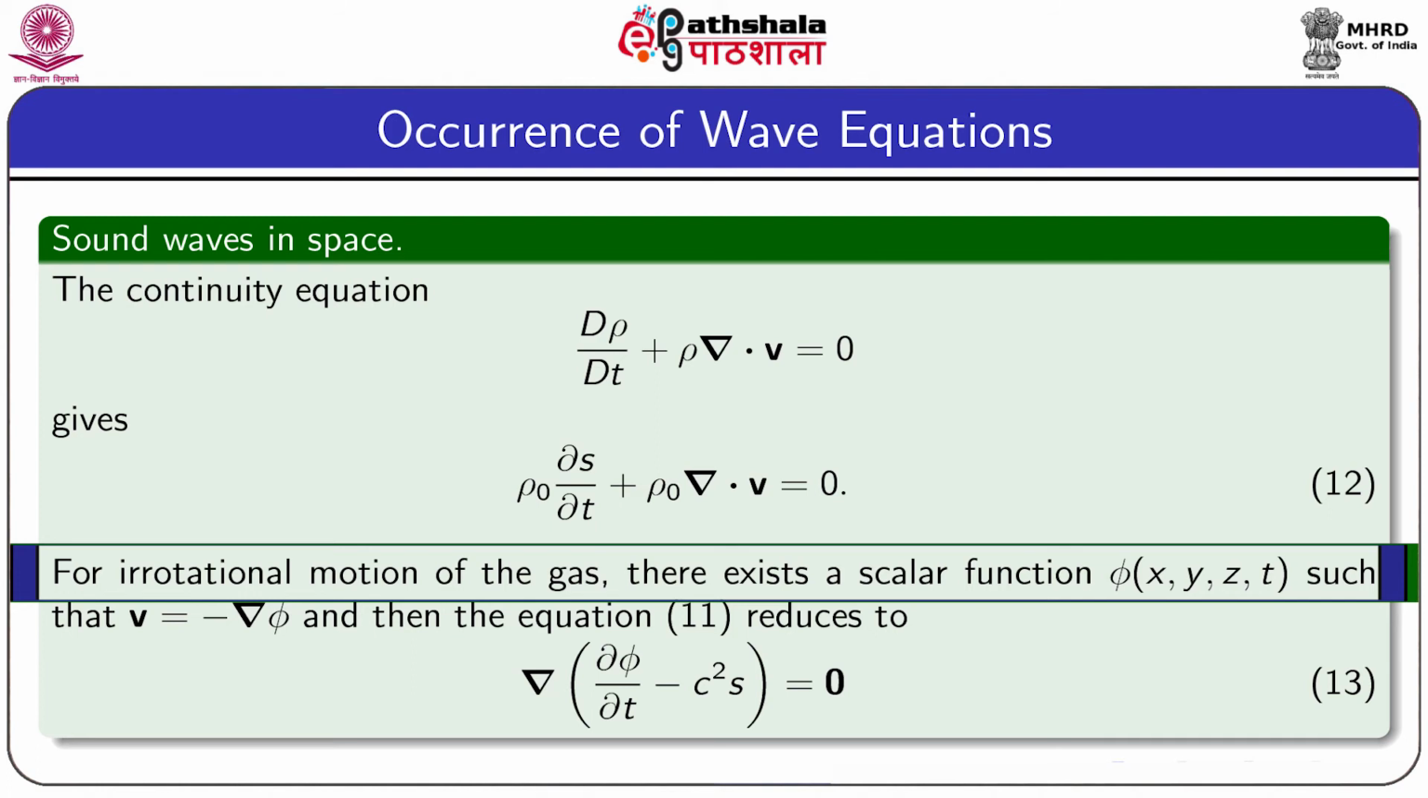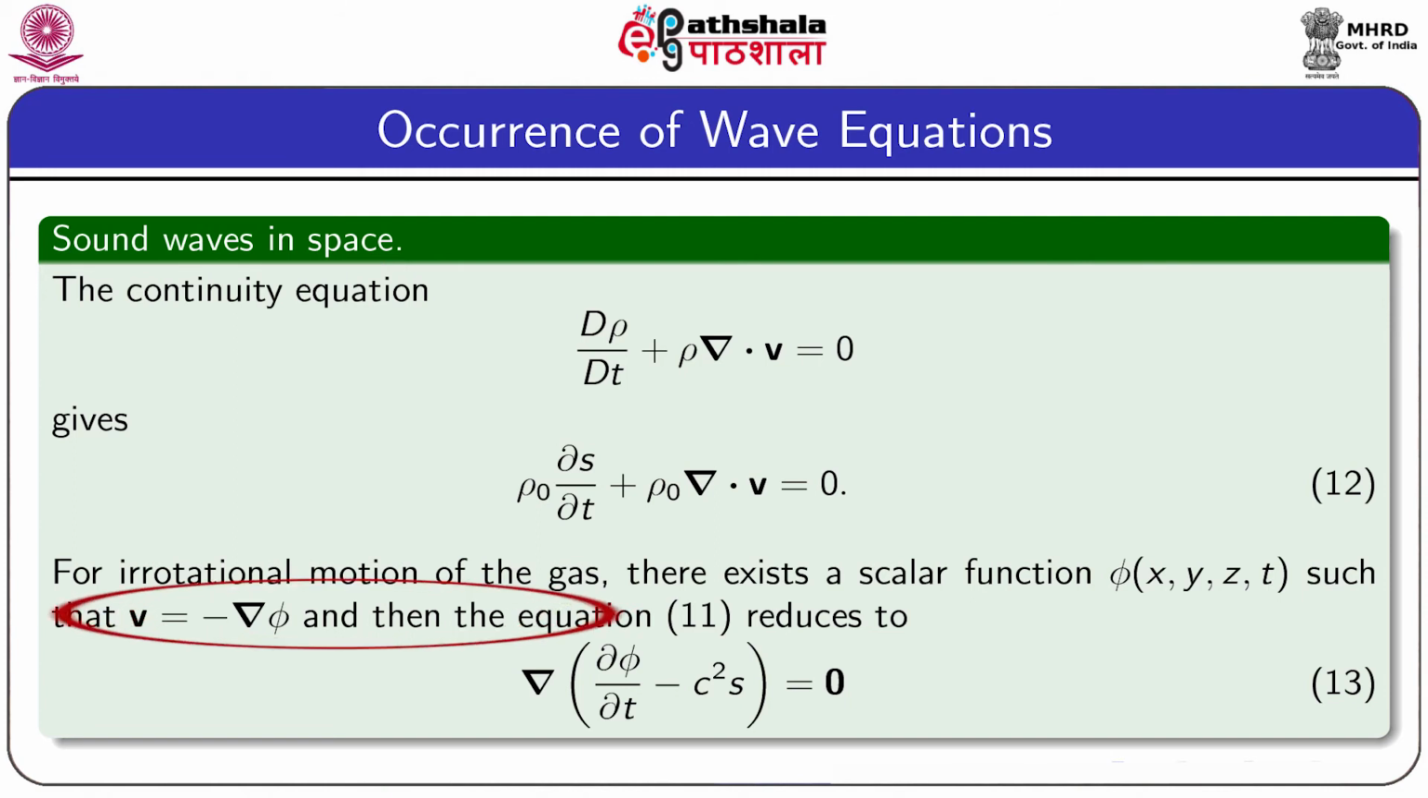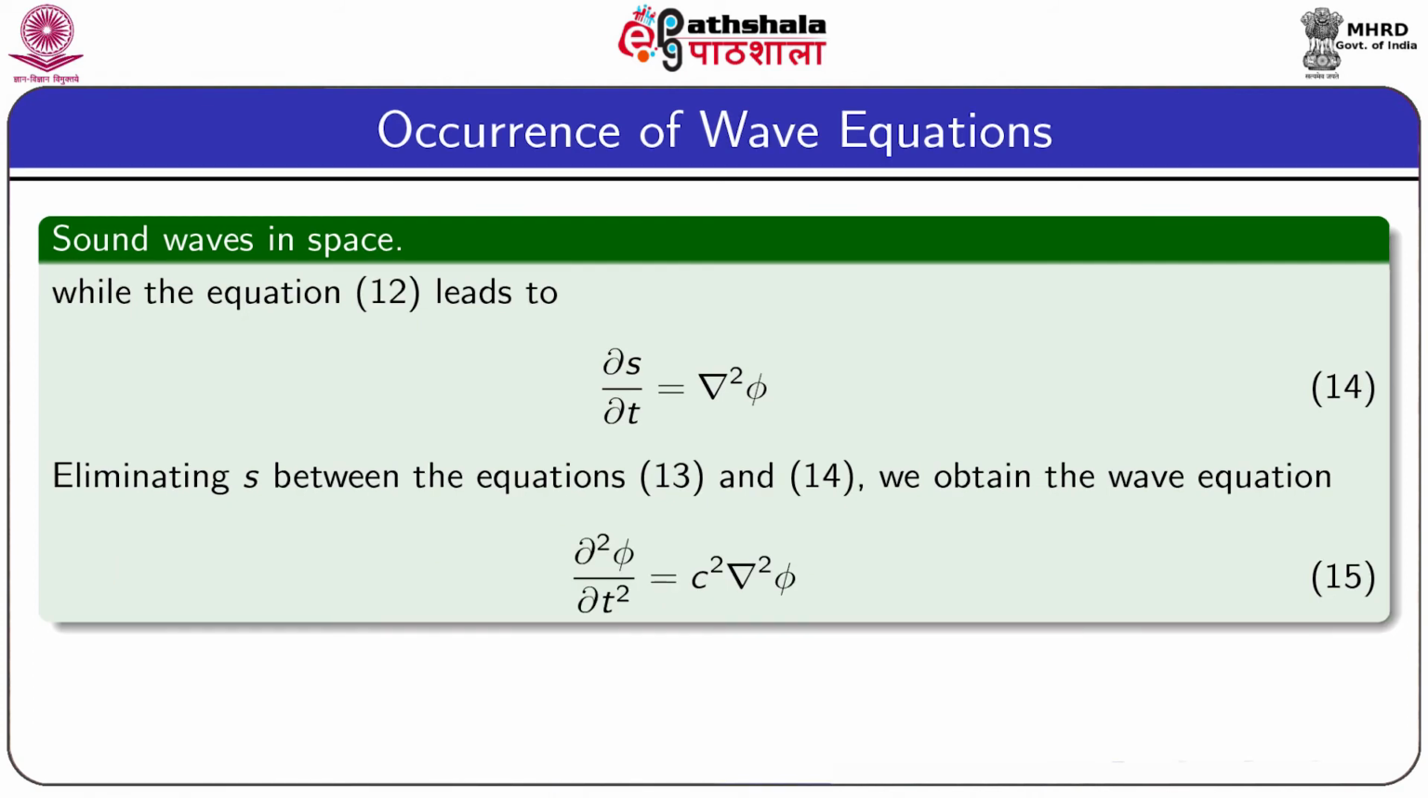Now, for irrotational motion of the gas, there exists a scalar function phi such that the velocity v can be written as the gradient of the scalar function phi. So, v is equal to minus grad phi, and if we substitute this value of v in equation 11, which is shown here, it reduces to the form grad of (∂phi/∂t − c² s) is equal to 0.